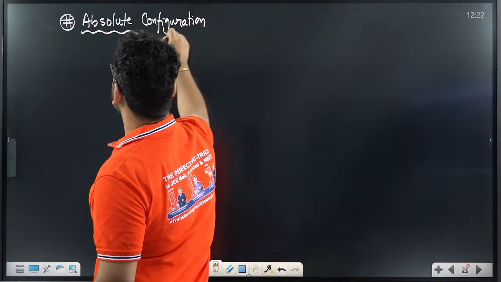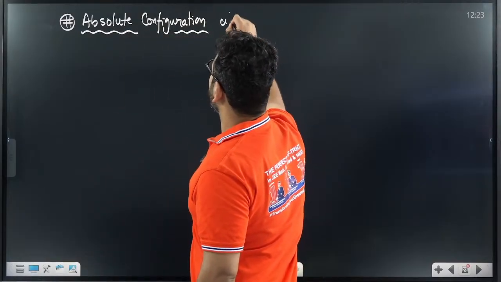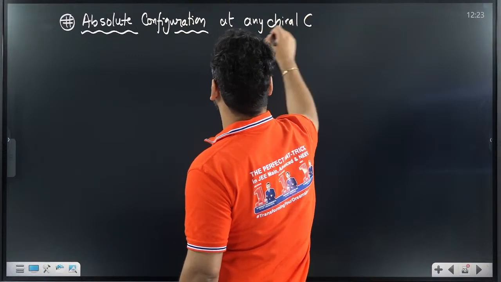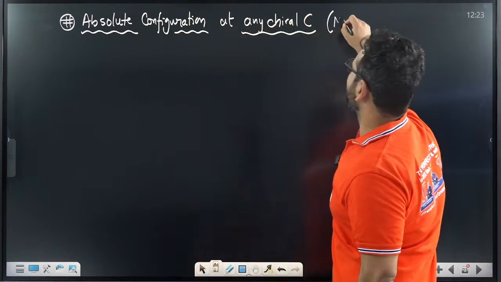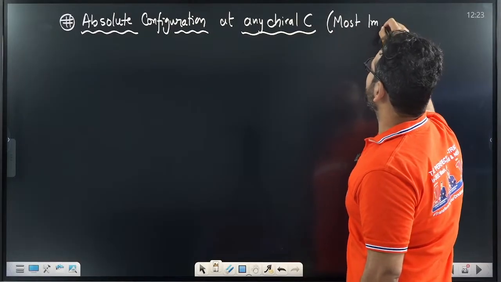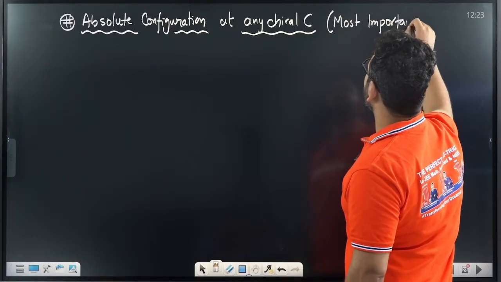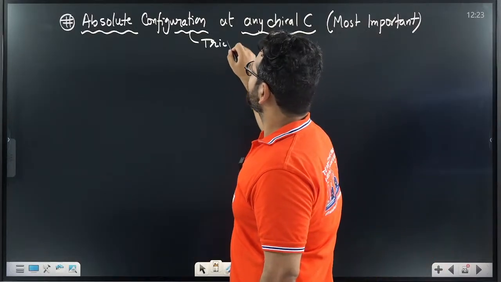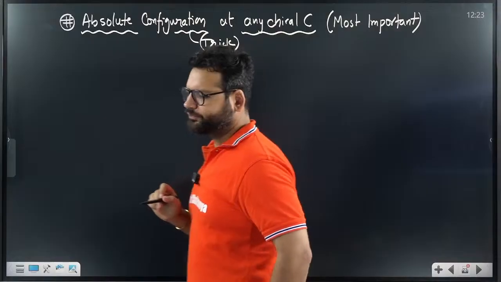Absolute configuration at any chiral carbon. This is the most important topic for NEET, and most of you make mistakes here. I'll give you a trick so that you never make any mistake.